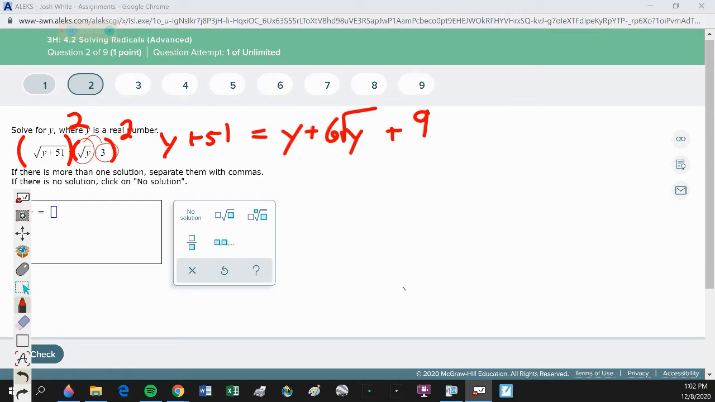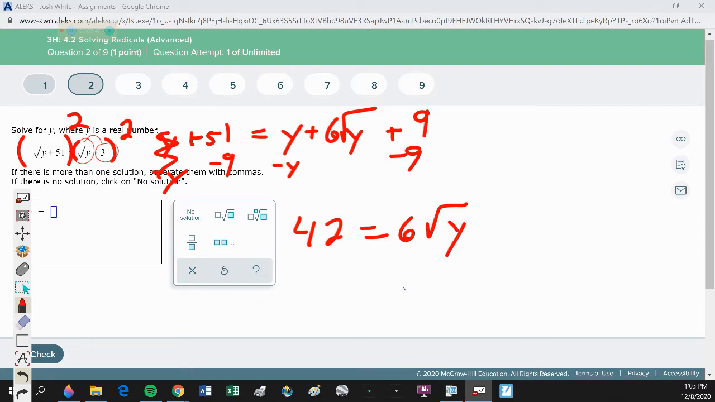Okay, now what? Well, I've got an equation that's a big mess, and inside that big mess is a square root. So I need to isolate that square root and then square again. So I need to decide what's the best place to put everything. Oh, this one ends up being pretty easy, because when I subtract y, the y's cancel. So I'll subtract 9, and I get 42 equals 6 square root of y.